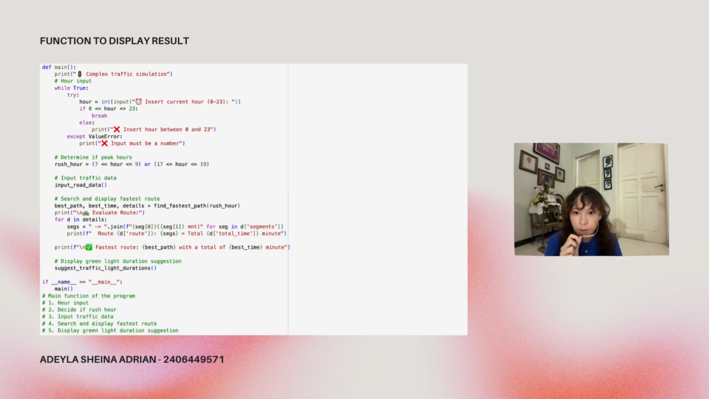Next, I'll be explaining the display results, where we explore the main function of our traffic simulation system. This function is the program's core, orchestrating a simulation to find the fastest route from intersection A to D and suggest green light durations. It works in 5 steps. For the first one, we prompt the user for the current hour, which is 0 to 23, to check for rush hour between 7 to 9 a.m. or 5 to 7 p.m.